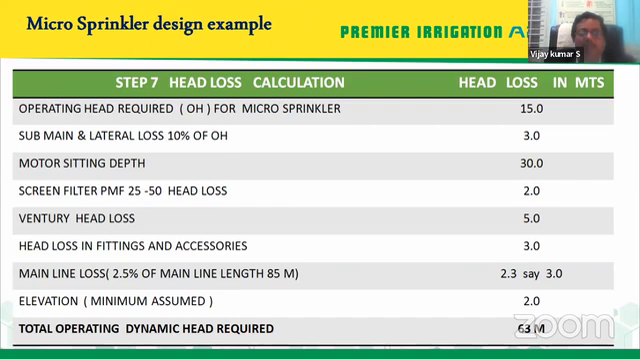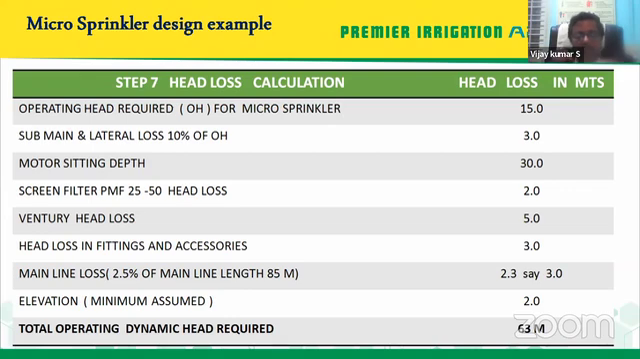And what will be the head loss that will happen in the submain as well as the lateral? Normally it is 10% of the operating head. So 10% of 15 meters works out to 3 meters. And the motor is sitting at a depth of 30 meters. In other words, I have to bring the water from a depth of 30 meters, and I am going to pass this water through a filter.